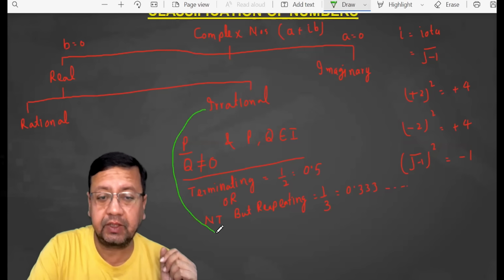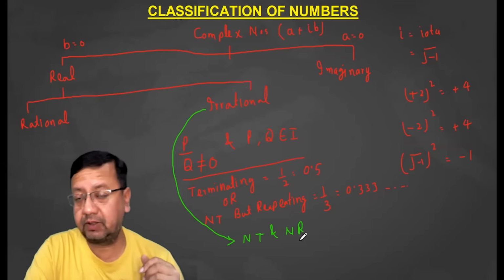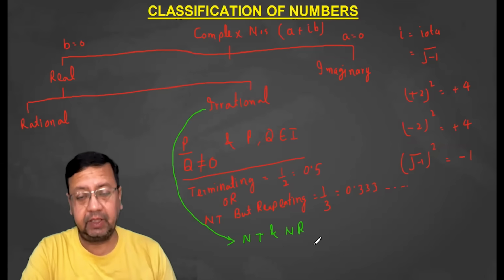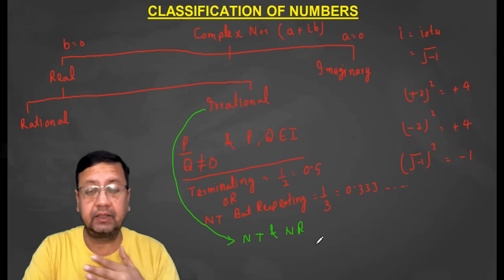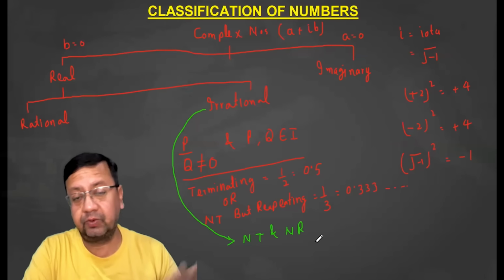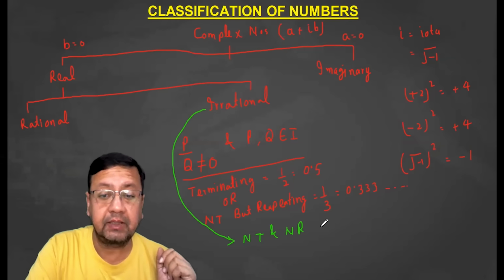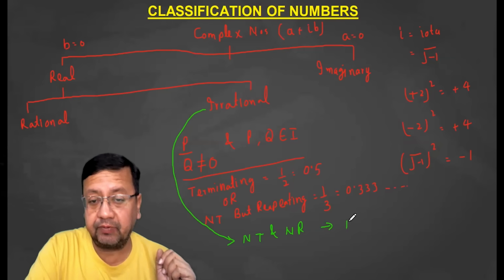Irrational numbers I can define as non-terminating and non-repeating, right? Non-terminating, non-repeating. If you divide, you will keep dividing and there is no termination point, right? The division will go on till infinity. And the best example for this is the irrational number we have, pi, right?